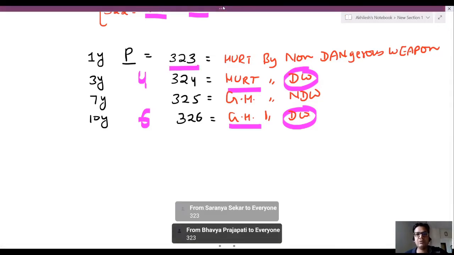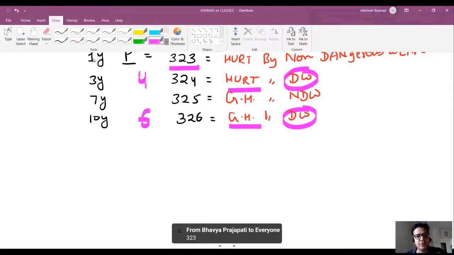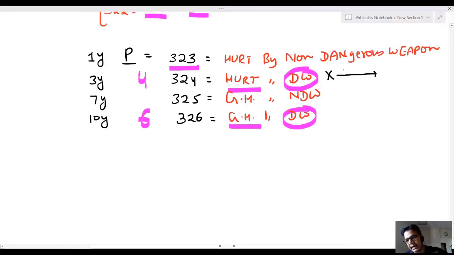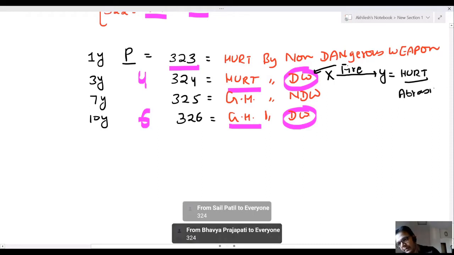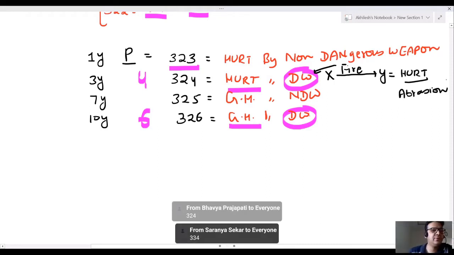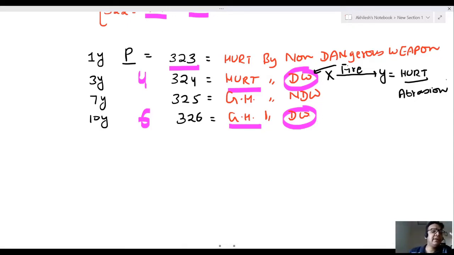Okay. Now see, X fired on Y. Fire means it's a dangerous weapon. It's a pistol. X fired on Y, but Y got just a simple hurt. That is hurt. There is abrasion. Sir, this is 324. Okay. What is 325? X punched Y.